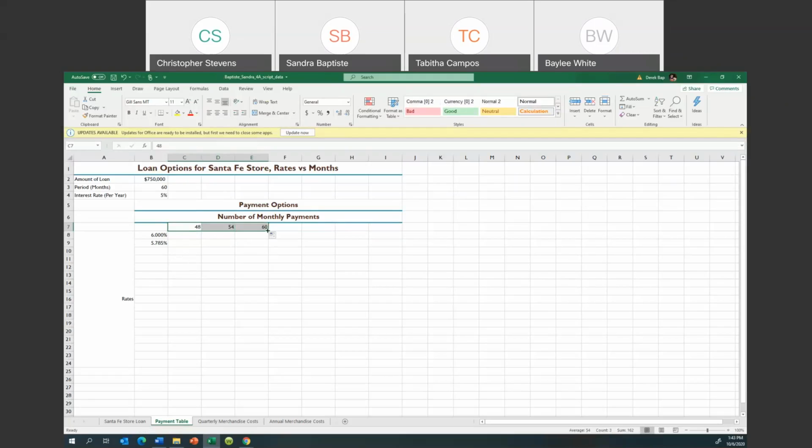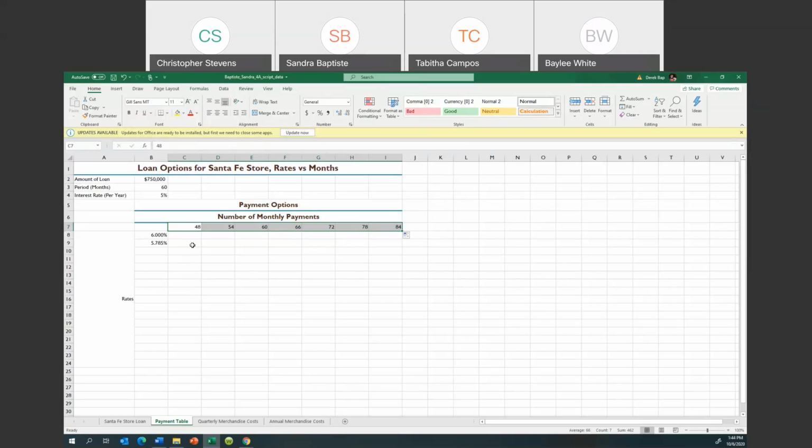As you notice, it's going up by 6 each time. Keep going. Go all the way to I7. So it's going up by 6 months each time, which is usually how loans go. People look at them in terms of 6 months. Sometimes they'll look at it in groups of 5. I don't really know why they do that, but 6 months is a common one.